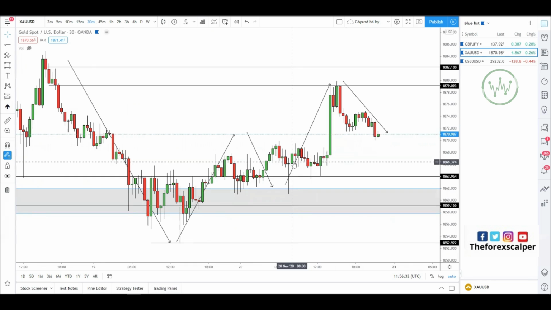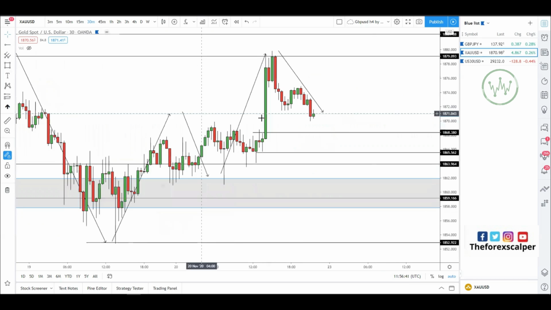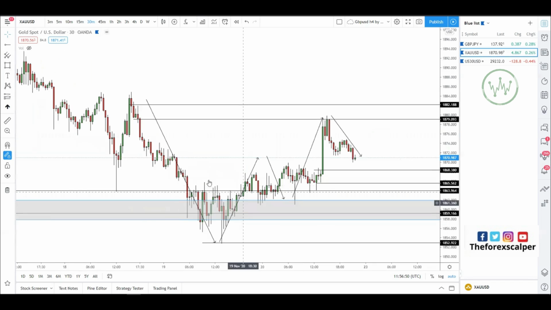So yeah, definitely for next week, I do expect that gold will maybe test this level right here to push the price further to the upside. Depends. It's a pretty strong level. It's 4H. So let's see. But that could be a scenario, you know. That could be a scenario.